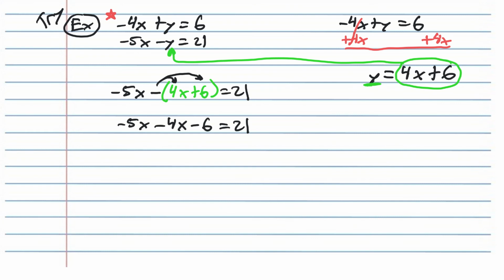All right, so hopefully you had a chance to try it out. If not, I definitely recommend trying it on your own first. So the first thing we're going to do is combine these x's. Negative 5 and negative 4 make negative 9x. Down to a two-step equation. So let's go ahead and move this 6 to the other side. We get negative 9x equals 27. And now let's get rid of that negative 9. It's attached, so we'll divide.